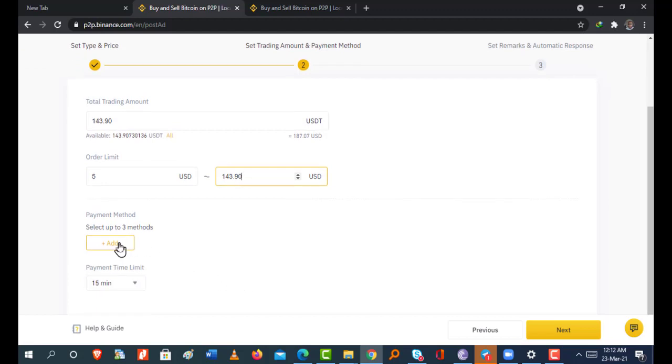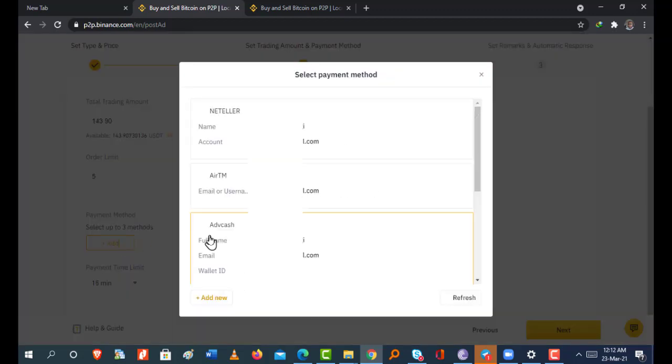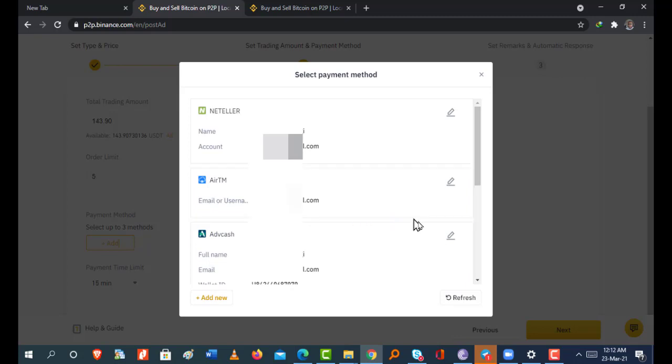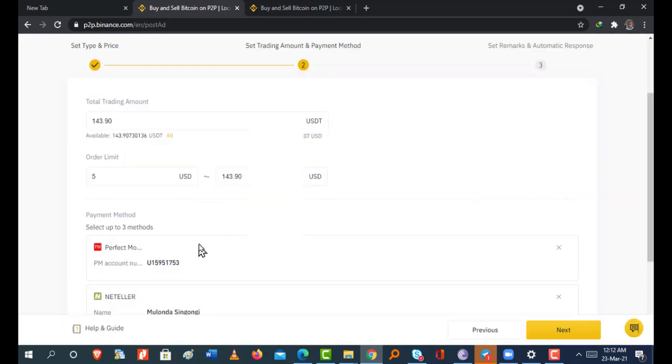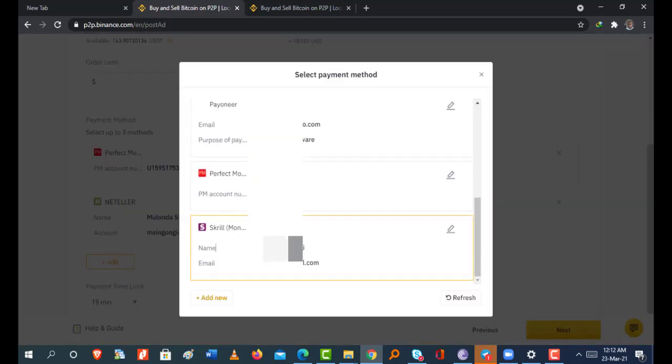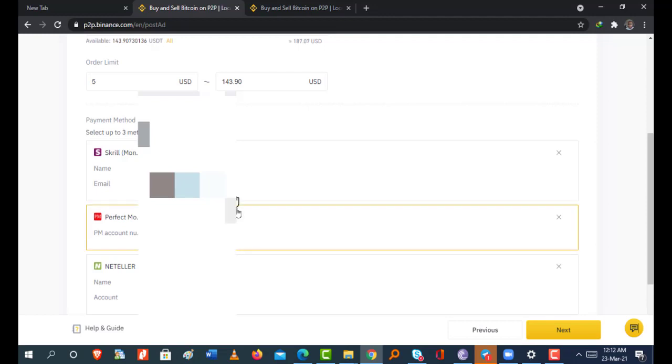Then here you can select the payment method that you want. So I'm going to choose Tether. I'm also going to choose Perfect Money, and I'm going to choose Skrill. So I've just picked these three, Skrill, Perfect Money, Tether, just so that you can see what needs to be done.